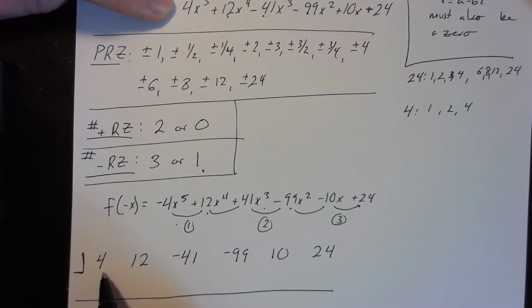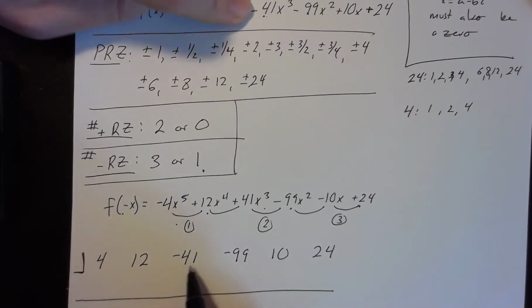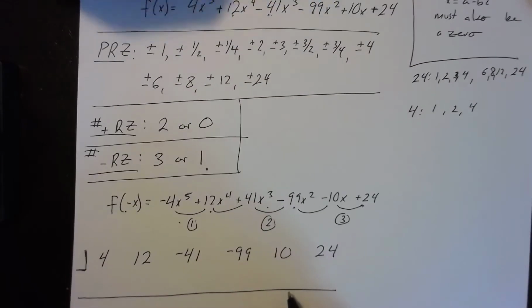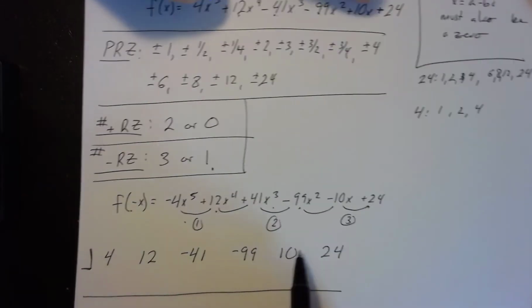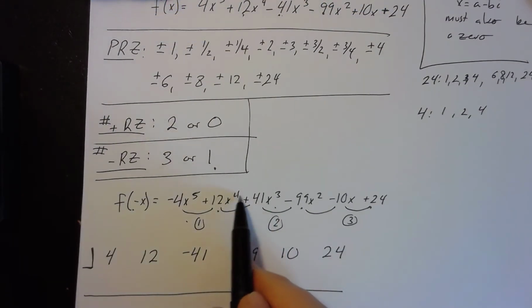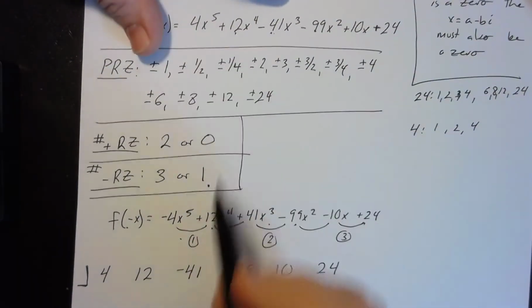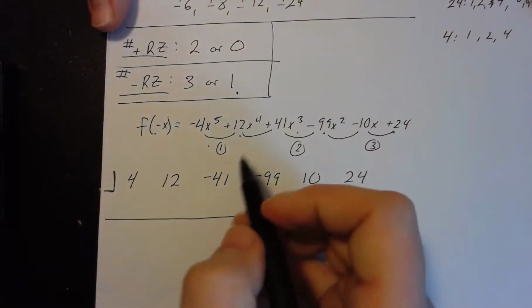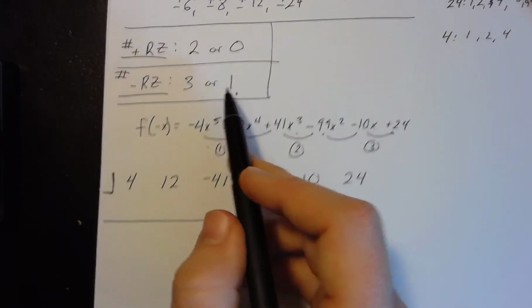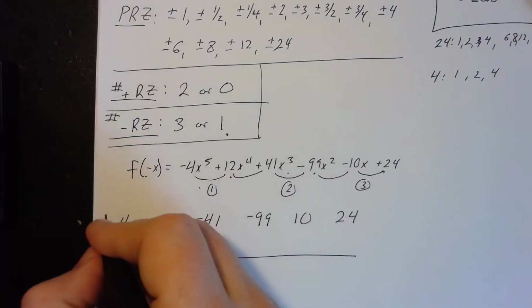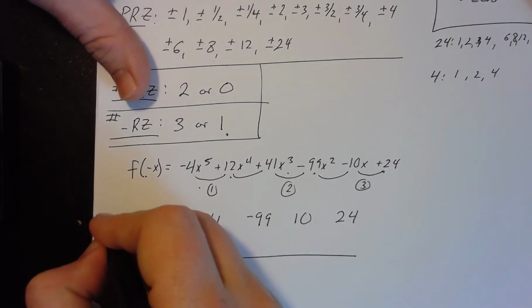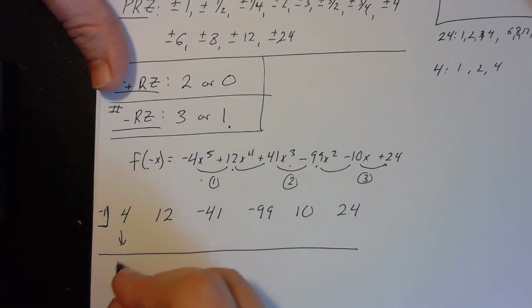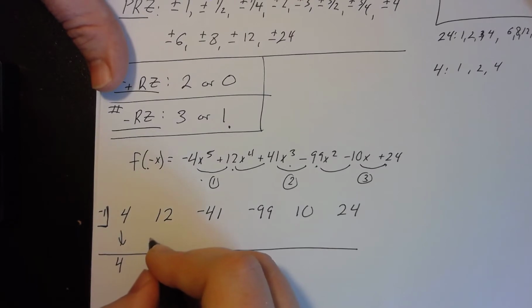It's 4, 12, negative 41, negative 99, positive 10, positive 24. Secondly, 5th power, 4th, 3rd, 2, 1, 0. Remember, if there happens to be a missing power in the original function, we have to make sure we include a 0 in that spot. So I'm going to go ahead and start with the negative PRZs, and in that case I should start probably with, say, negative 1. Now, in negative 1, I'm going to go ahead and carry down the 4, multiply negative 1 times 4 and get negative 4.